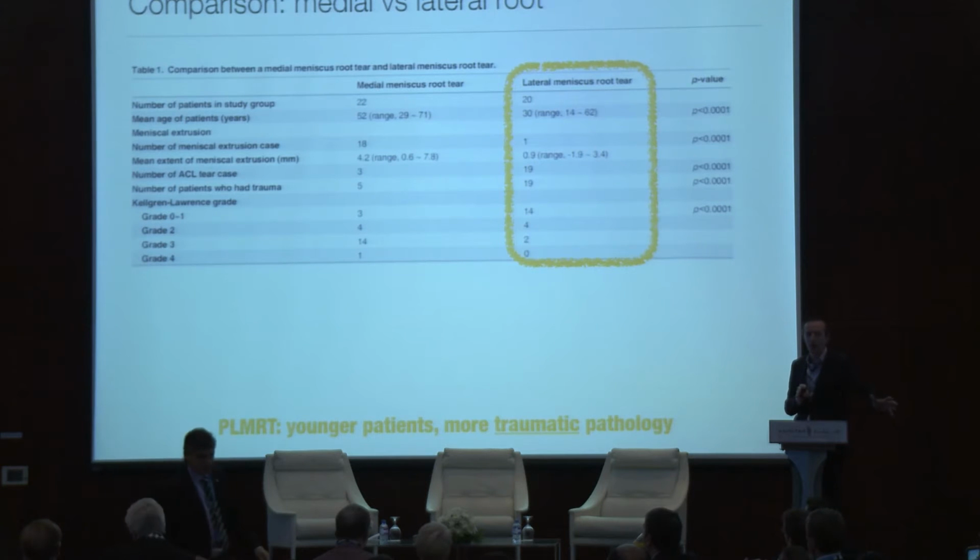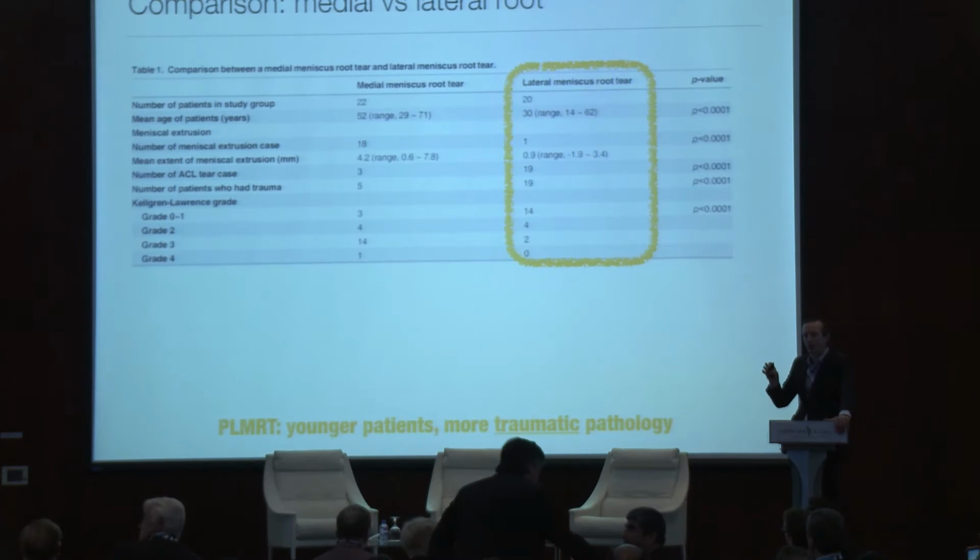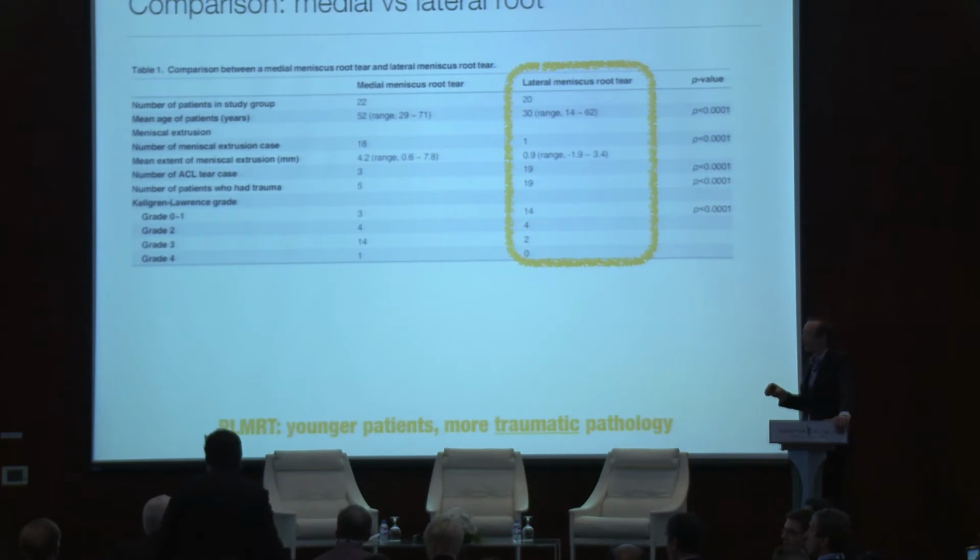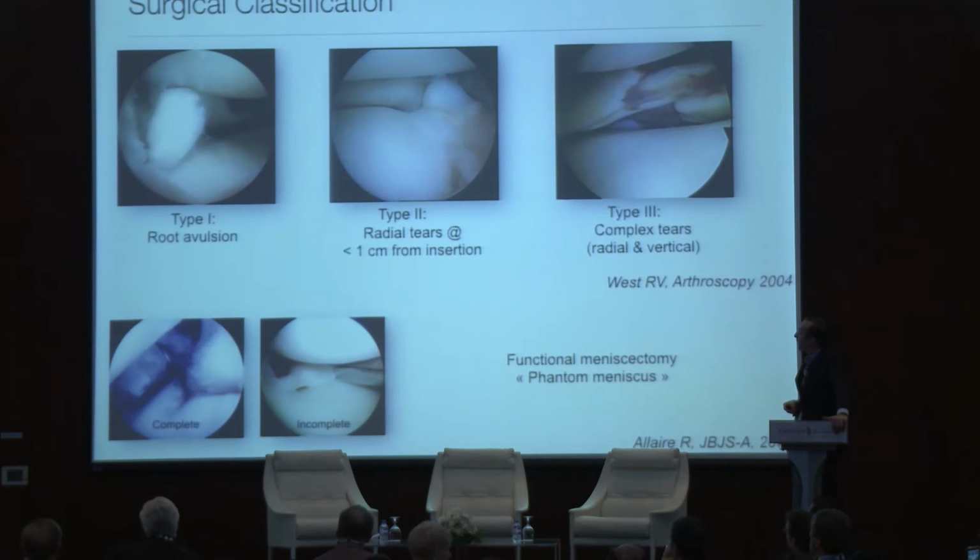So if you have a soccer player with a medial meniscus root tear, unless he describes a real clear trauma, sometimes you will have a more degenerative pathology. Recently I saw one coming in with a varus of 10 degrees, so that's a more degenerative pathology. Very interesting to understand that difference.